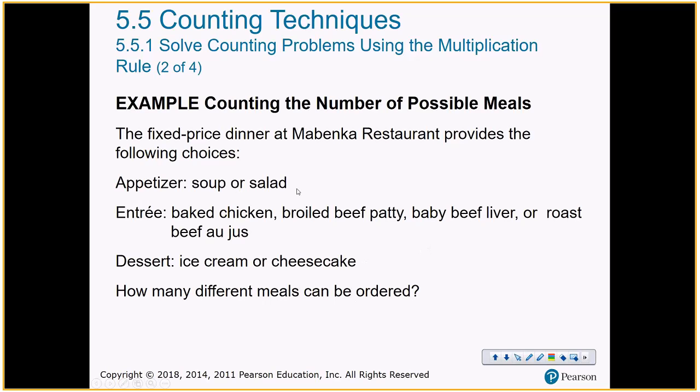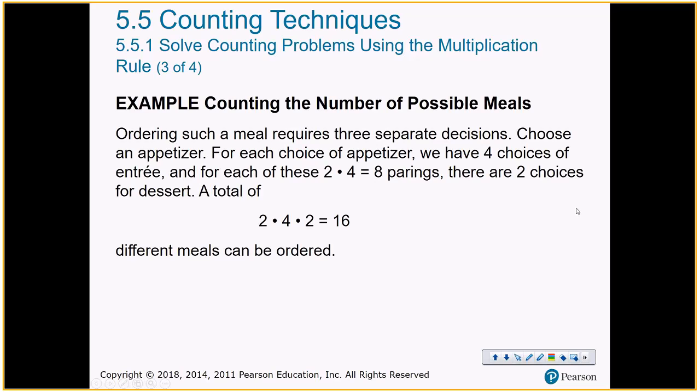Well, you got 2 right here. 1, 2, 3, 4. 1, 2. So you got 2, 4, and 2. Everybody got that? 2 times 4 times 2. Okay. Now, I'm not going to insult your intelligence by going into that any deeper. If you got 2 choices, then 4 choices, then 2 choices, then you got 16 different meals. Okay? That's pretty much just multiplication. All right? Probably not a question on the test because I usually stick with the factorials on this section.